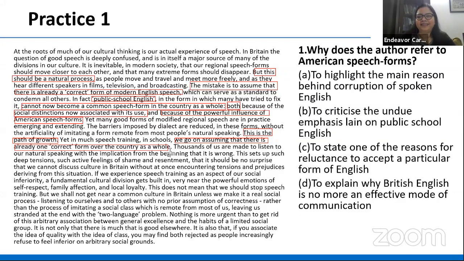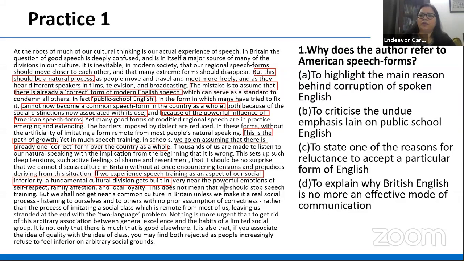And then you are made to feel that if you don't speak that language, you are inferior. This sets up deep tensions, active feelings of shame and resentment. If we experience speech training as an aspect of our social inferiority, it makes you feel inferior. It makes you feel that if I cannot speak public school English, I do not belong to that class. I belong to a different class, right? It makes you feel inferior. A fundamental cultural division gets built in. And therefore, the author does not like it.